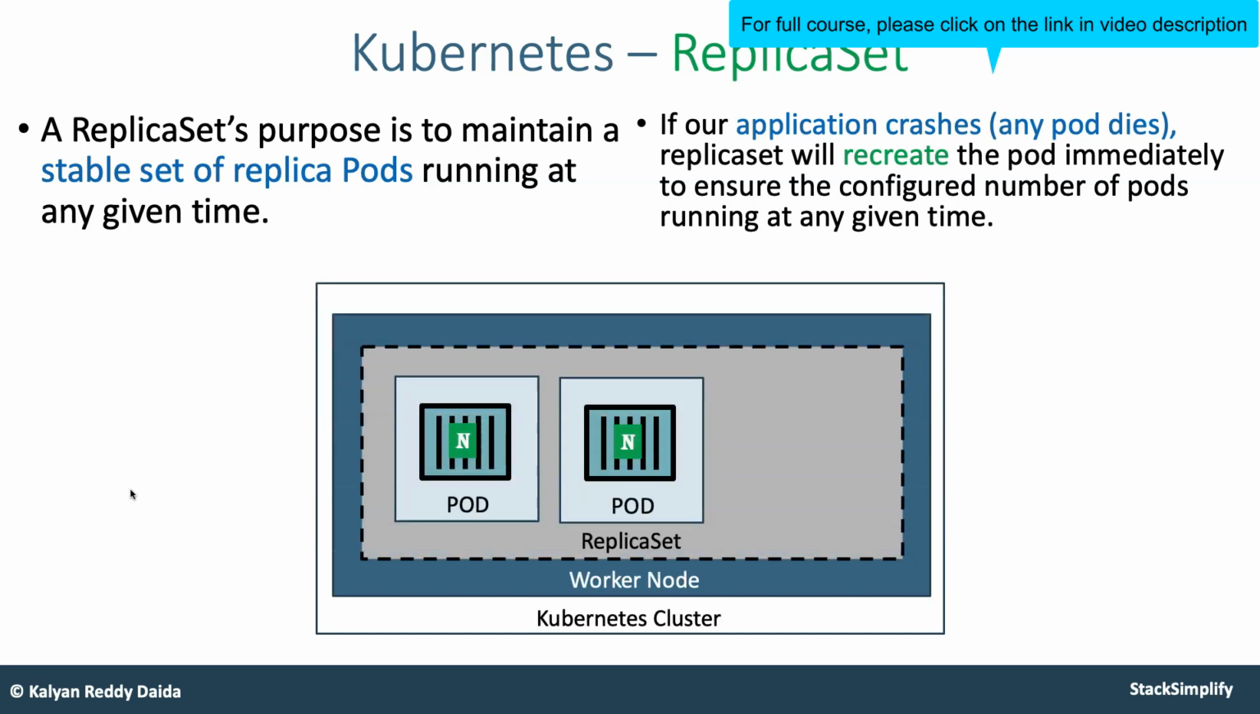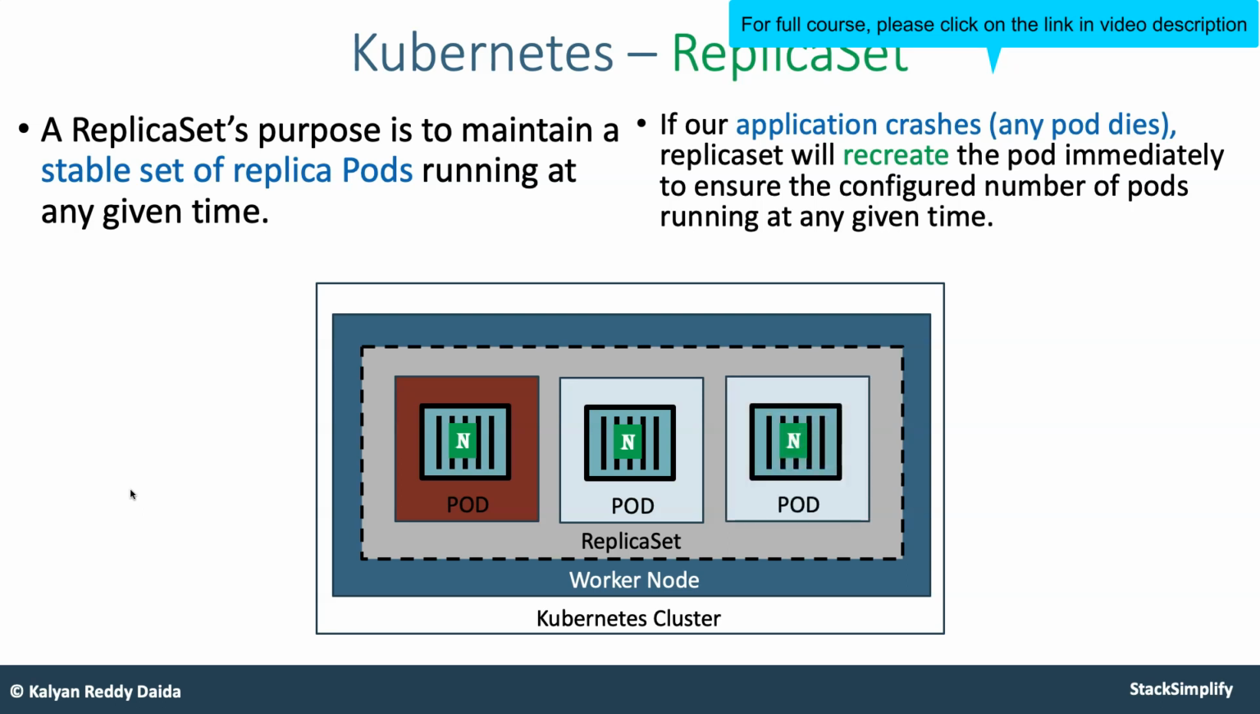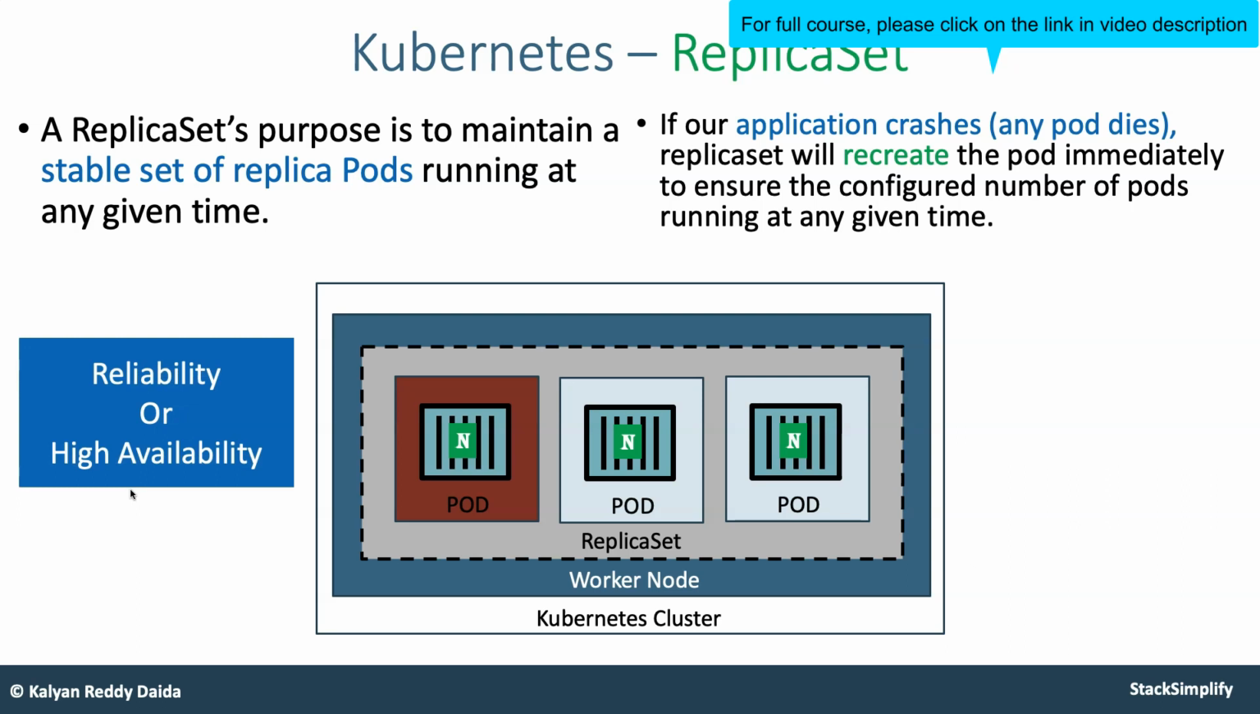So if our application crashes and a pod dies, for example, if you see here, in a worker node we have two pods and one pod died. In that case, the replica set will recreate the pod immediately to ensure the configured number of pods are running at any given point of time. We configure the number of replicas in our replica set. So if you say it always needs to have two replicas, then the replica set will ensure that it is running with two pods at any point of time. In this way, reliability and high availability for all applications are achieved.